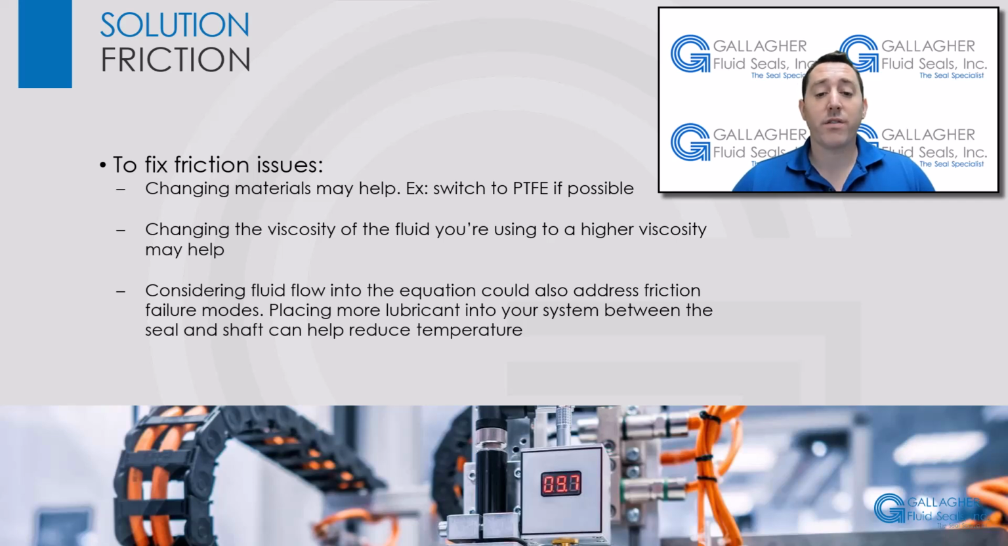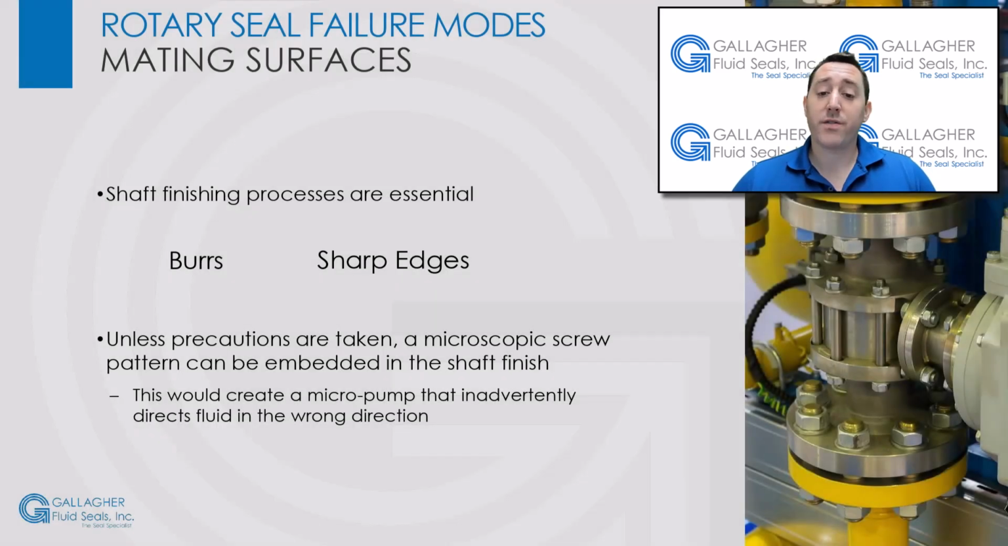Considering fluid flow into the equation could also address friction failure modes. Placing more lubricant into your system between the seal and the shaft can help reduce temperature. The next failure mode we are going to discuss is mating surfaces.